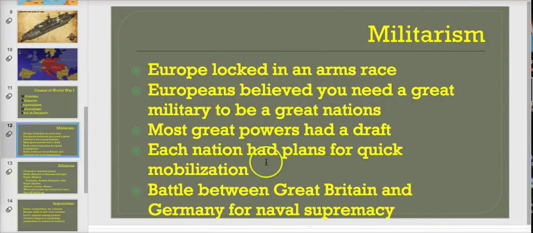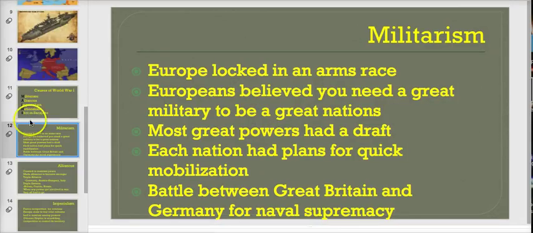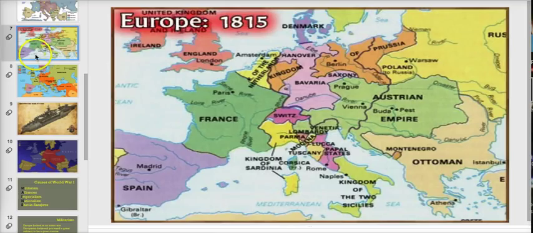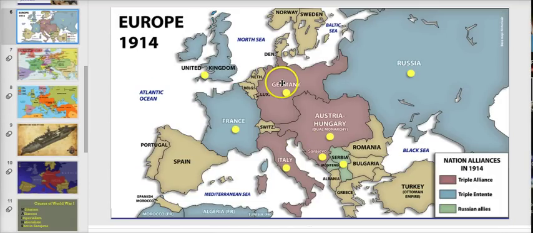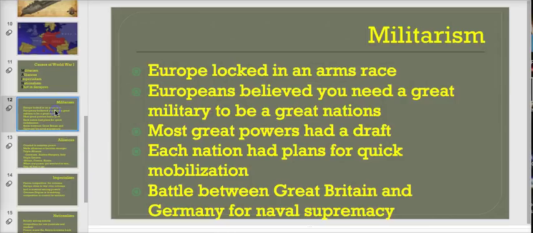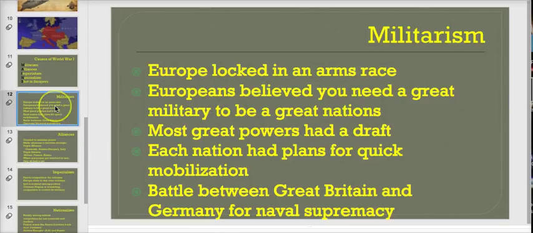You also have these powers developing plans that if war is called, I can mobilize my troops and have them at the border in as little time as possible. These mobilization plans. For example, Germany is going to be surrounded. Their mobilization plan is, okay, I'm going to move all my troops to the French border quickly so I can defeat them and then deal with Russia. So militarism becomes a big force in Europe.